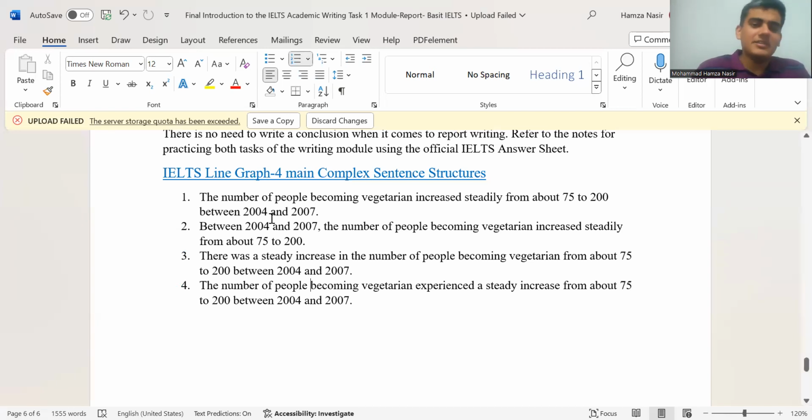Third way you could write about it is there was a steady increase. In the same sentence, I'm just writing in different ways, without changing the meaning of it, obviously. There was a steady increase in the number of people becoming vegetarian from about 75 to 200 between 2004 and 2007. And last but not least, the number of people becoming vegetarian experienced a steady increase from about 75 to 200 between 2004 and 2007.